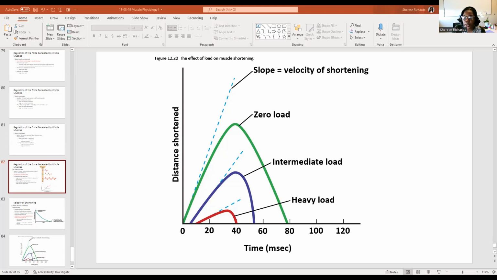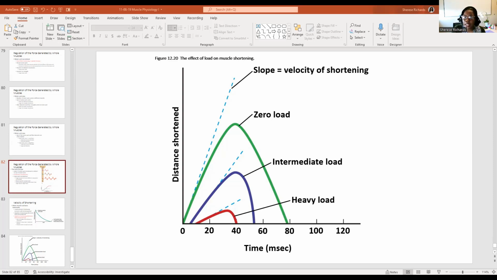So we start out in the green curve with a load that is 0. If we look at the distance shortened, that's greater. So the muscle will shorten a greater distance. In other words, it will be a greater contraction, which will mean more force.